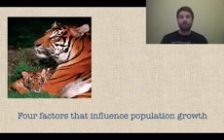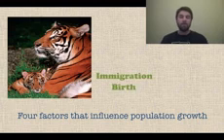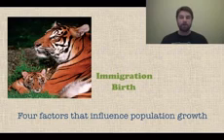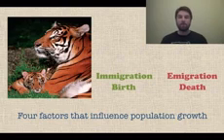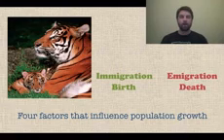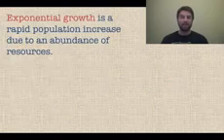So four factors that influence population growth right off the bat. You have immigration and birth. These are positive things that increase population. So people or organisms coming into a population or organisms being born into that population. And then you have emigration and death. Those are the ones where organisms are leaving the population, so they influence the population growth negatively.